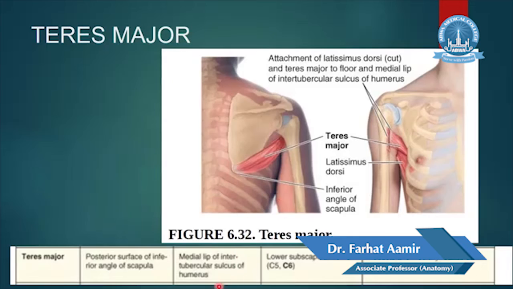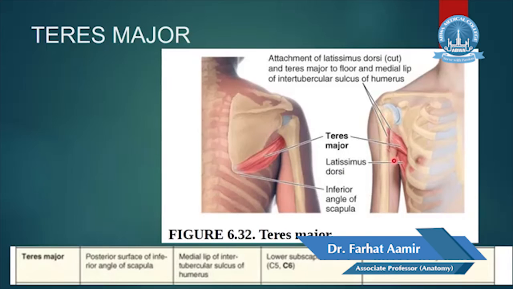I have told you before in other presentations also that the intertubercular sulcus of the humerus means a sulcus which is in between the greater and the lesser tubercle of the humerus. That's why it is named intertubercular, between two tubercles. There are three parts of the intertubercular sulcus: the medial lip, the floor, and the lateral lip. On the lateral lip, pectoralis major was inserted. On the floor, latissimus dorsi was inserted. And on the medial lip, now the teres major is inserted. Remember this, teres major is inserted on the medial lip of the intertubercular sulcus.